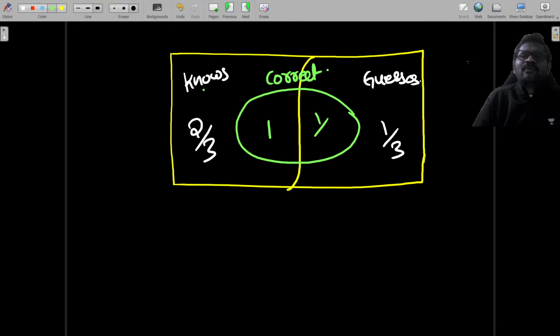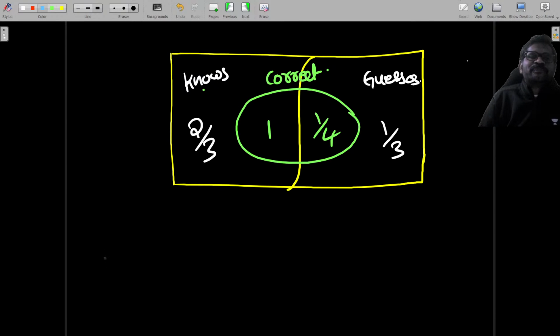Therefore, 1 by 4. It means that there are 4 options. Among the 4 options, one option is correct. That's why the chance is 1 by 4. Whenever the student guesses the answer, the guess being correct is 1 by 4. If the student knows the answer, that is 100% correct.